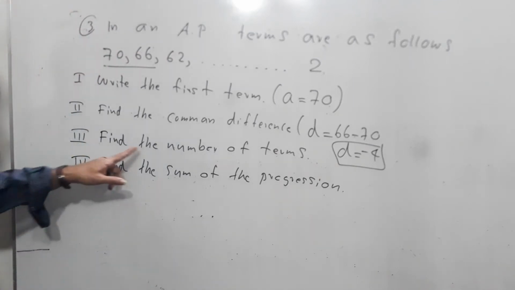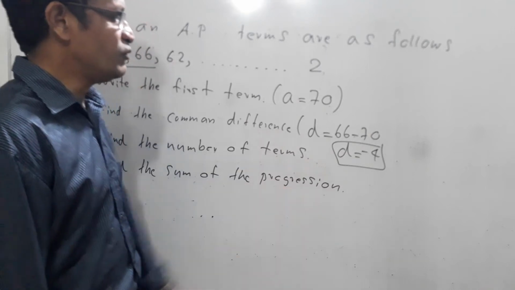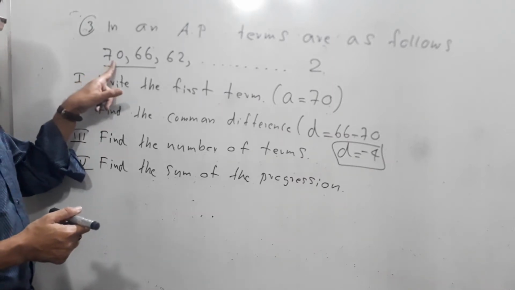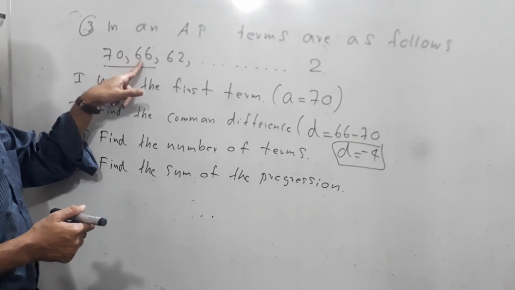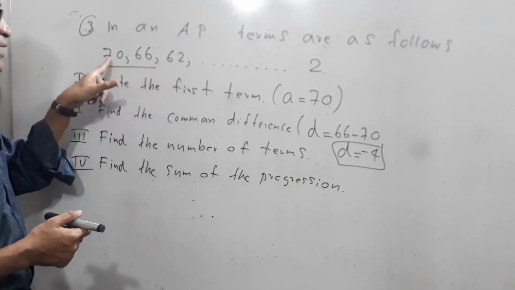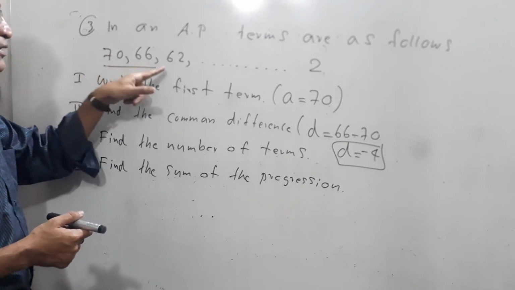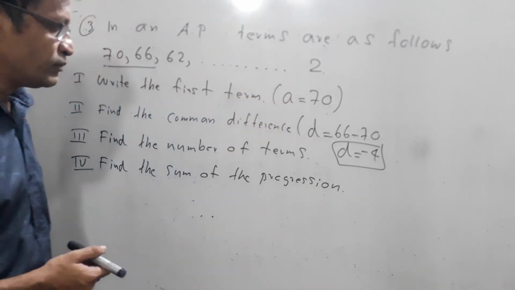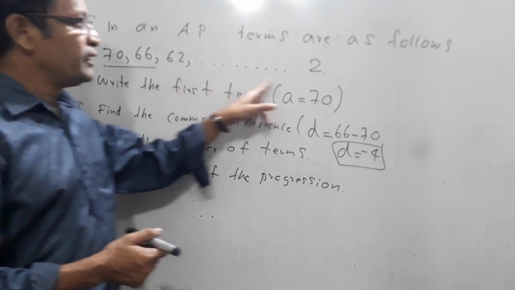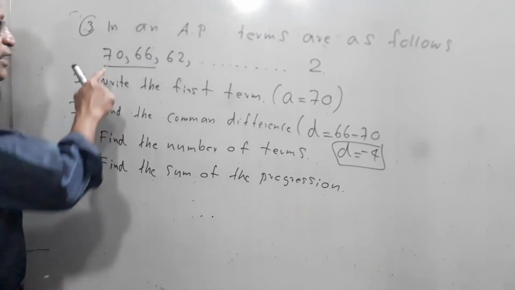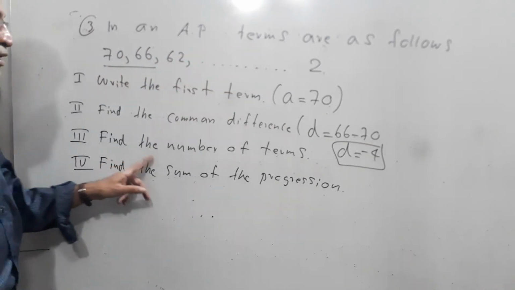Then they ask, find the number of terms. How we are going to find the number of terms? Clear? So the 70 we know that is the first term. 66 we know that is the second term. 62 we know that is the third term. We can understand because there are no dots here. So these are first three terms. Last term is 2. But we don't know how many terms are here. Can you find how many terms are here? Because these terms are not given. Otherwise we can count at least. So find the number of terms.